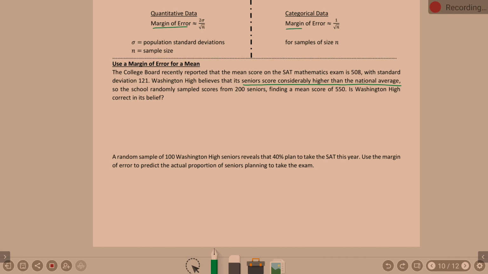We're going to look at the margin of error. So if the SAT mean is 508, how far on either side of that is considered average? What is our margin of error? Now, quantitative or categorical? Quantitative. They're giving you data, right? They're giving you a mean. They're giving you a standard deviation. We're comparing numbers here. We are talking quantitative.